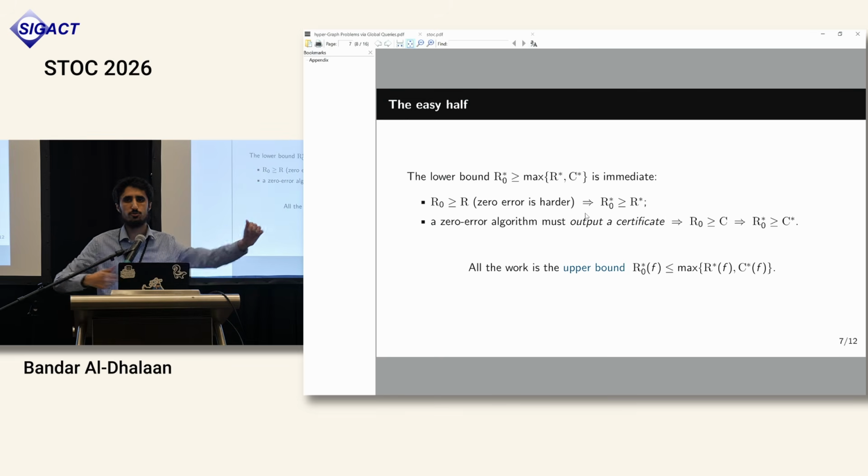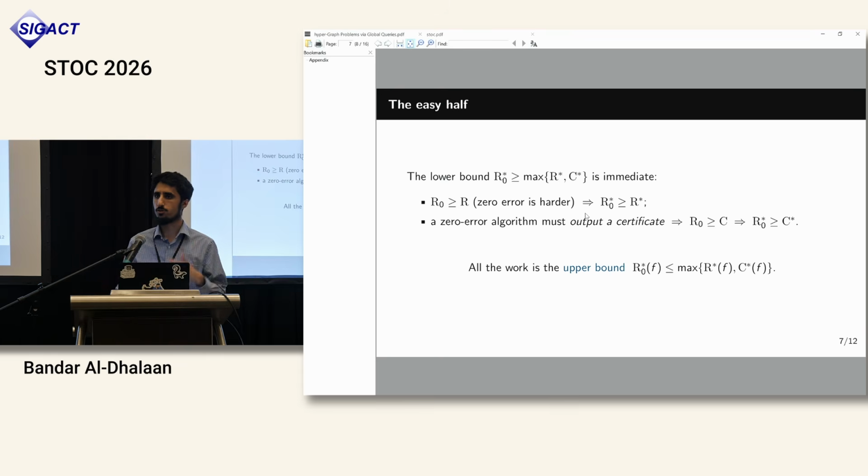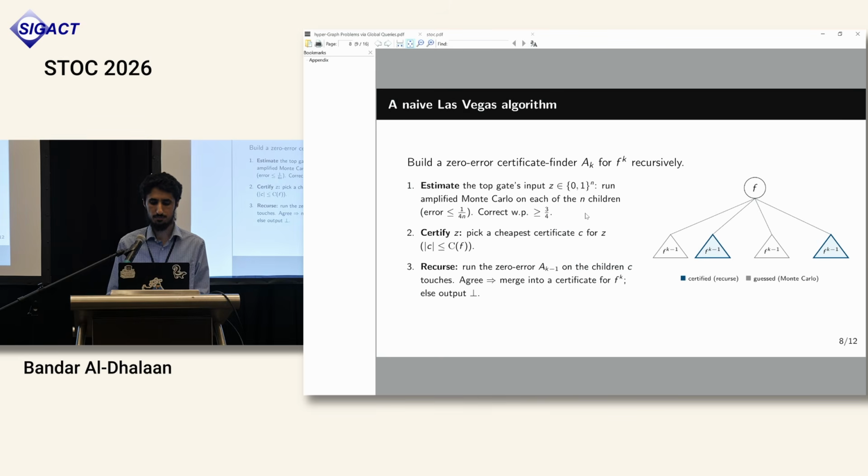So what is the proof? It's an equality. The lower bound direction is pretty easy because R0 is just plainly larger than R, and R0 is zero error, so it has to produce a certificate, so R0 is greater than certificate complexity as well. The interesting part is going to be in the upper bound direction. In the upper bound direction, we have to design a Las Vegas algorithm for f to the k. And we're going to do that recursively.